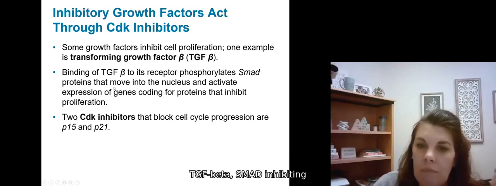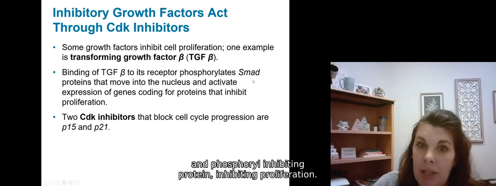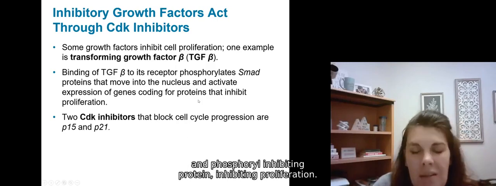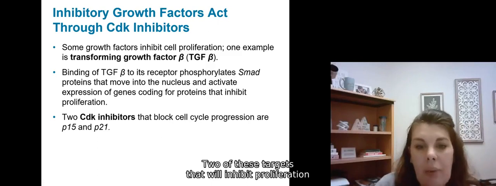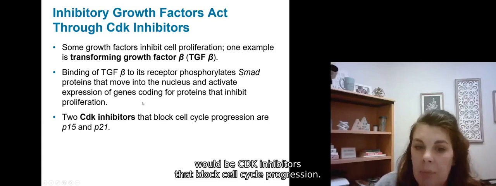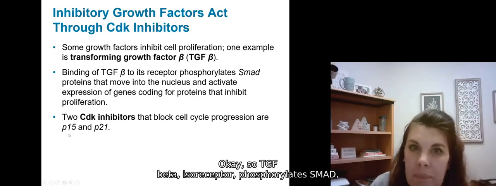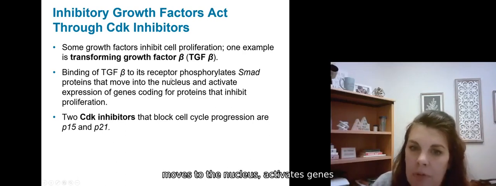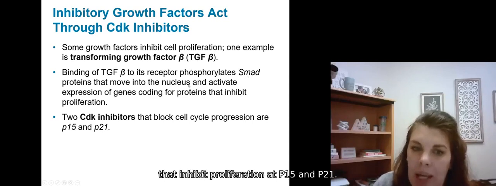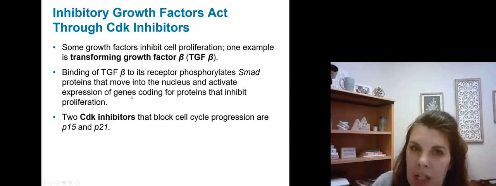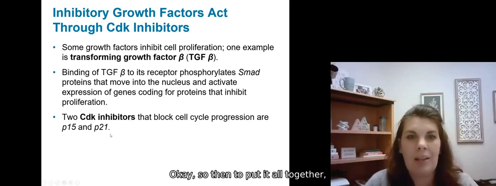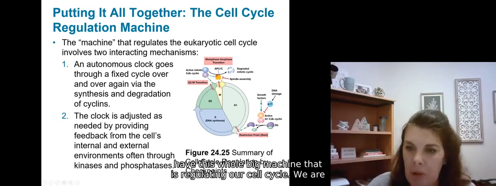So TGF-beta, SMAD, inhibiting proliferation. Two of these targets that will inhibit proliferation would be CDK inhibitors that block cell cycle progression, so P15 and P21. Okay, so TGF-beta binds the receptor, phosphorylates SMAD, moves to the nucleus, activates genes that inhibit proliferation, like P15 and P21. Okay, so then to put it all together, we have this whole big machine that is regulating our cell cycle.